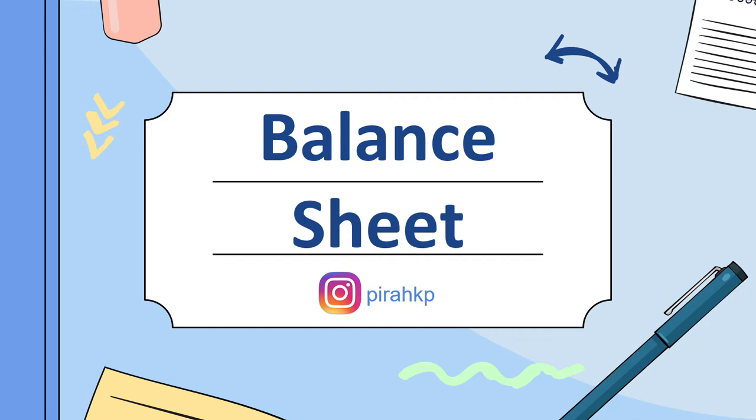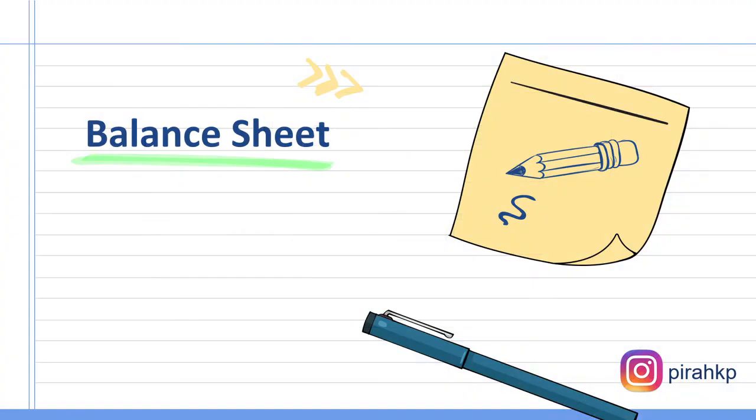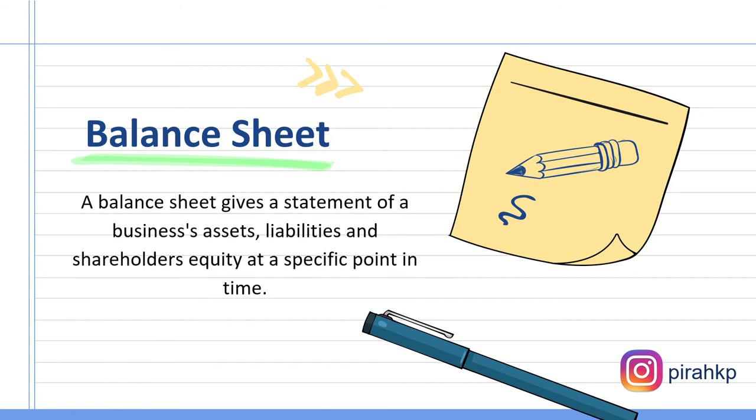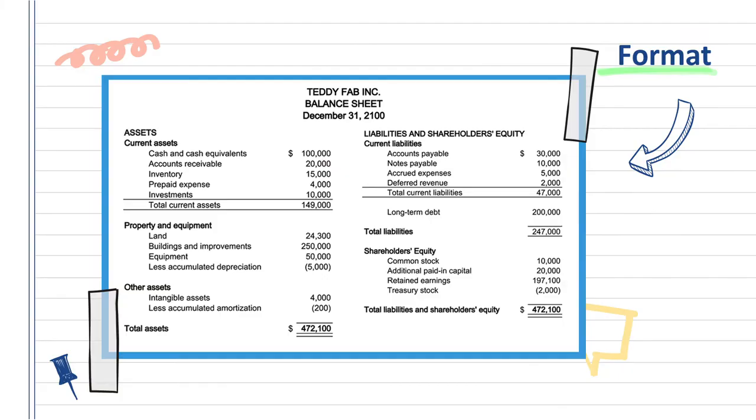What is a balance sheet? A balance sheet gives a statement of a business's assets, liabilities, and shareholders' equity at a specific point in time. A balance sheet basically tells you how much assets, liabilities, and shareholders' equity your business has at a particular time. Alright, so here's the format of a balance sheet.